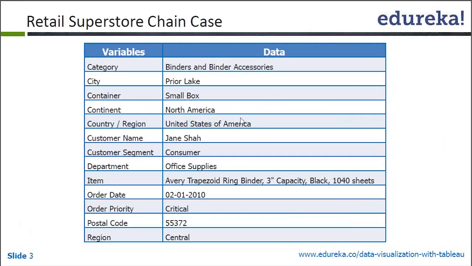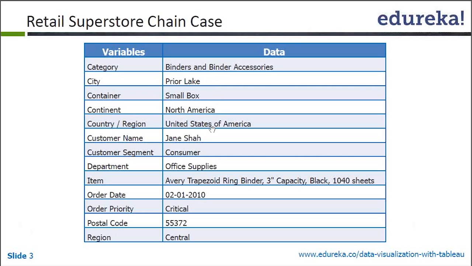Okay, we'll take a data source called retail superstore chain. This is how the data looks. These are the variables, and this is one example. I have the category of the product which they say is available, for example binders and binder accessories. I guess you know what binders are, like file binders. City, container: how is the product packed?